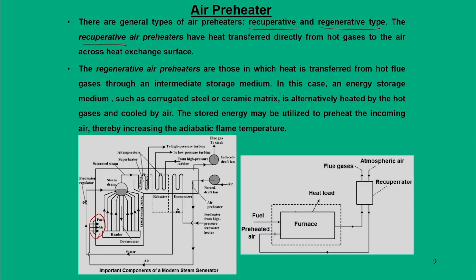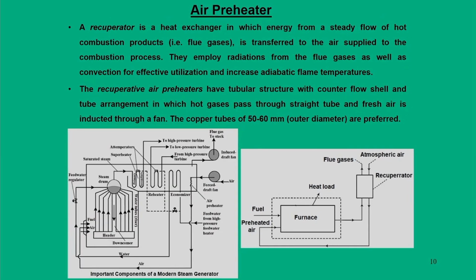In a regenerative mode, normally the heat is stored by an intermediate unit. That intermediate unit could be a ceramic matrix or a steel unit, which acts as an energy storage medium, and then as and when required, the stored energy can be utilized to preheat the incoming air. The maximum temperature we can go up to is the adiabatic flame temperature. But in the steam generating unit, this is not an advisable option. So, it is better that you use the other mode of heat exchanger, which is called a recuperator.